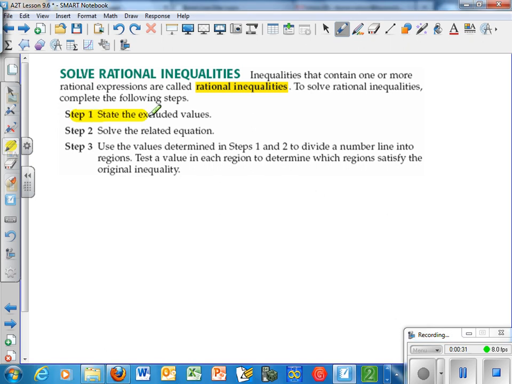So some steps here. We're going to list the excluded values, solve the related equation. It's actually going to be an inequality there. We're going to have a greater than or less than sign, so we've got to think about the inequality rules when we're solving. Use the values determined in steps 1 and 2 to divide the number line into regions, and I'll show you that. We're going to test a value in each region to determine that. So I'll show you how to test a value to satisfy the original inequality. But let's go to our first example here.